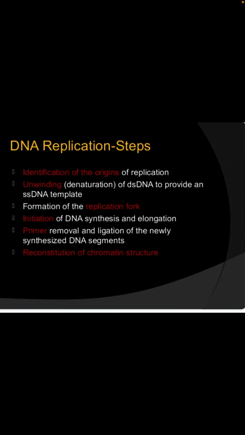These are the overall steps for the DNA replication. First of all, the identification of origins where the replication is going to be started. Then the unwinding or the denaturation of the double-stranded DNA to provide a single-stranded DNA template. After the denaturation or unwinding, a replication fork is going to be formed, after which the RNA primer initiates the DNA synthesis and elongation.